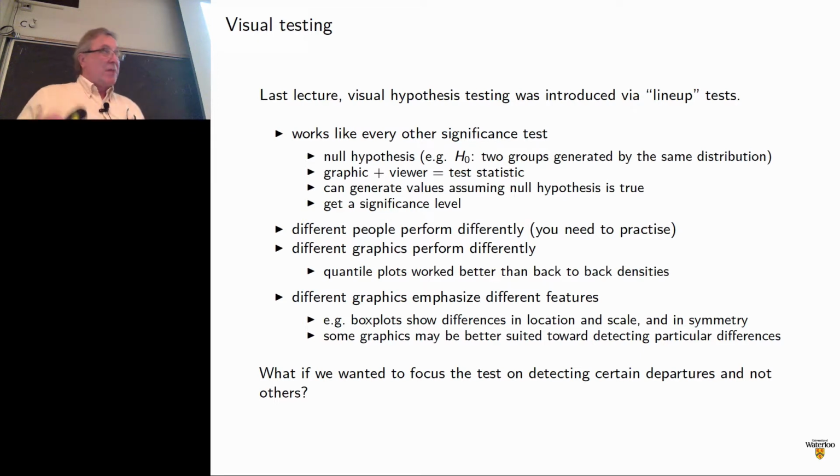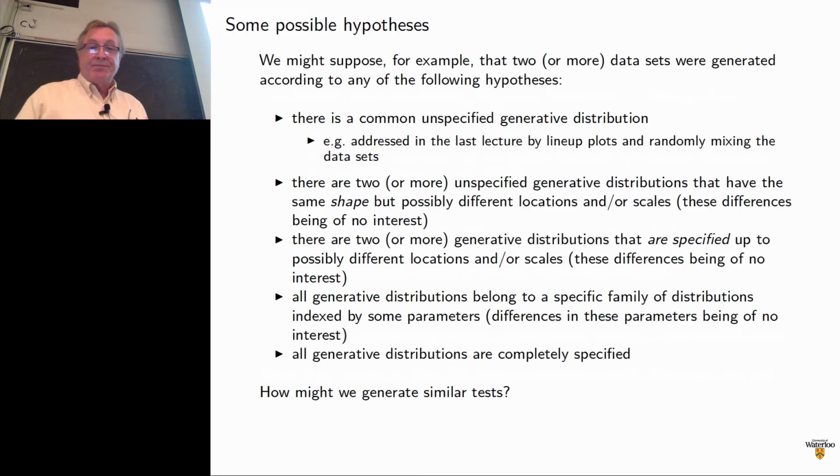I want to focus on particular hypotheses of increasing specificity. So, for example, here are a number of hypotheses that we might consider in comparing two groups of data. The one we looked at last day is that there was a common distribution that generated both sets. That is, each set of data looked like it was generated by an independently and identically distributed generation from some particular distribution. We didn't specify what the distribution was, but we're asserting that they came from the same distribution, whatever that distribution might be. And that allowed us to say, well, if they're from the same distribution, we should be able to mix them up randomly, and the graphics should not change very much.